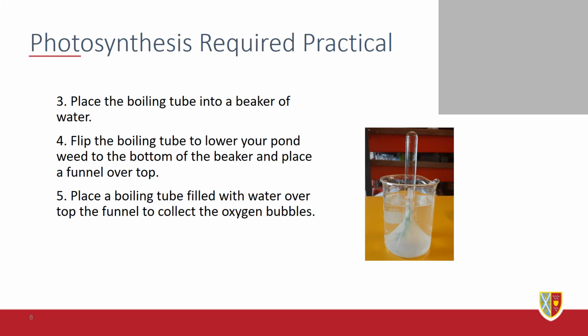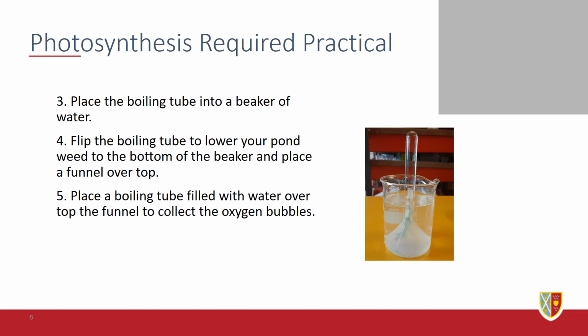We're going to place the boiling tube on the top of a beaker of water and flip the boiling tube upside down, so that your pondweed is underneath the water. Ideally, this would mean that the boiling tube is going to be absolutely full of water at this point. We can see that the boiling tube's there. I think when we've done this in class, we've used a measuring cylinder instead, because it's easier to measure the volume of gas, and that would be an improvement to this practical over just using a boiling tube.